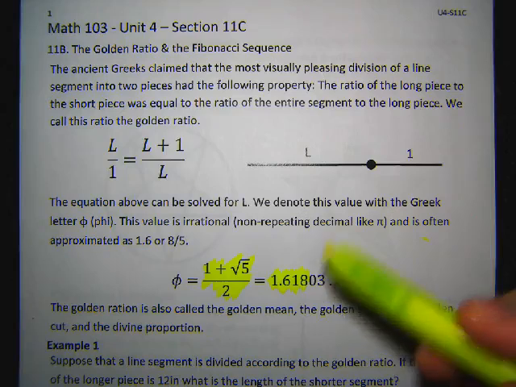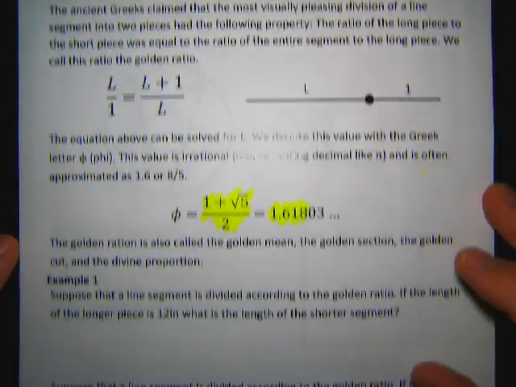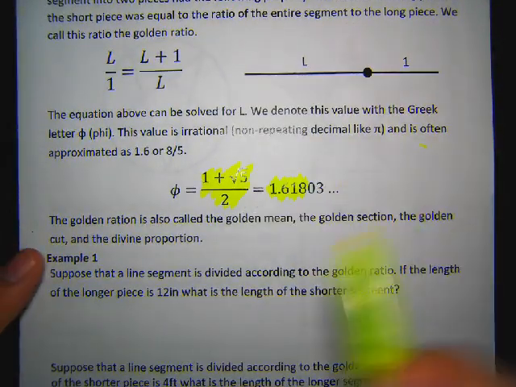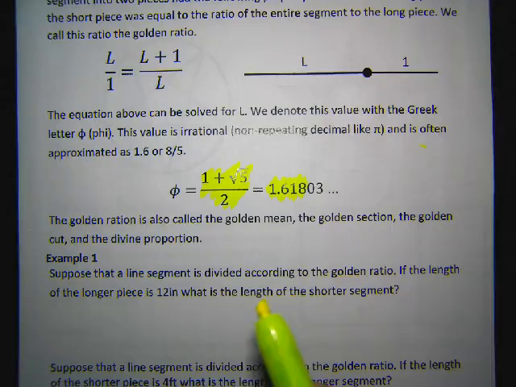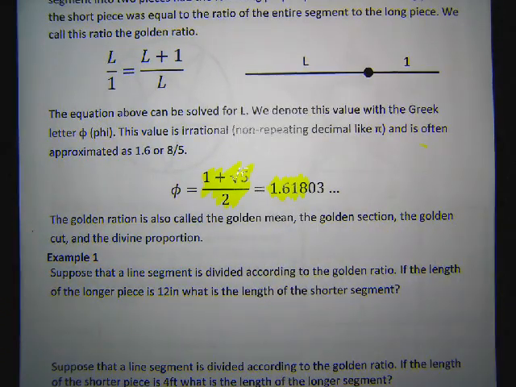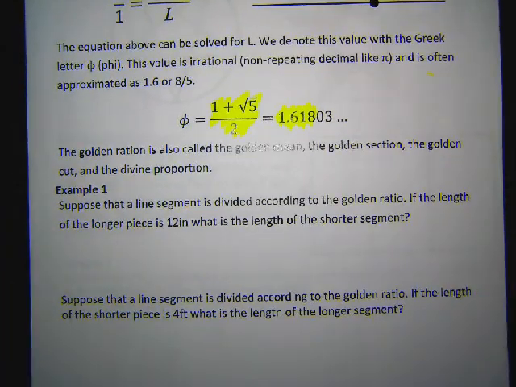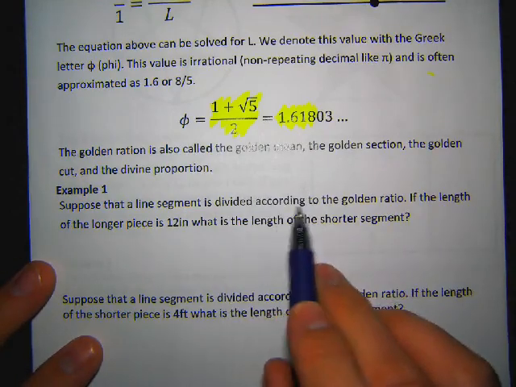Yeah, that's not exact. 1 plus root 5 over 2 is perfect, exact. 1.618 will make a good enough approximation for us. So we call this number phi, we call this the golden ratio. We call it the golden mean, the golden section, golden cut, the divine proportion. Basically, the Greeks believed that this is the most pleasing way to divide a line segment.